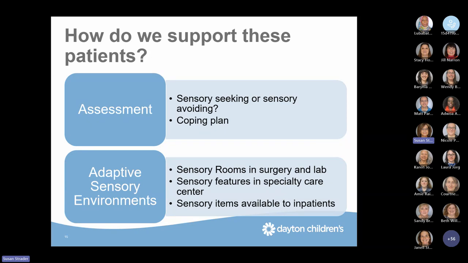And then we have our environments. So our child life team will make assessments and prioritize who might need these different environments, with referrals from different staff that they work with, as well as chart reviews. And then we provide the support in the sensory rooms, in surgery and in lab, and the sensory features in the specialty care center. And then we have these sensory items available to inpatients and throughout the hospital.